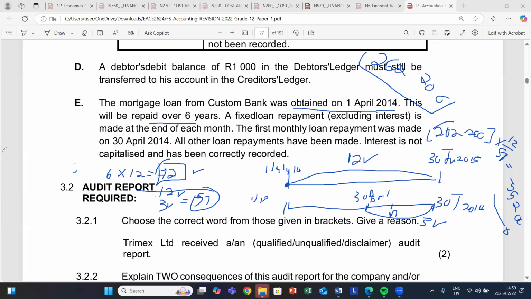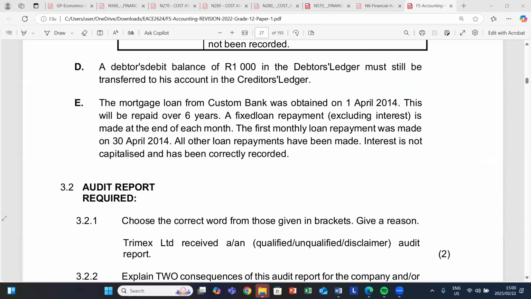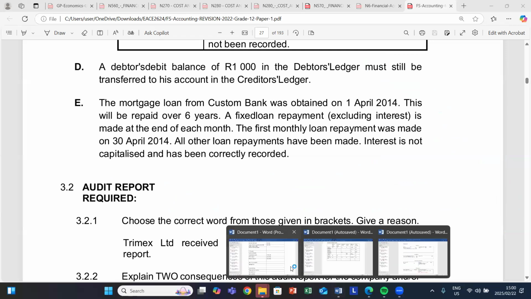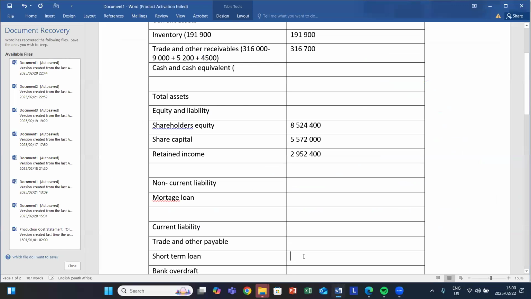For an example, maybe next year, it means that I'm going to take the 57 minus 12, then add another 12 on top, and then over the 57 minus the 12 that I already paid the previous year. Yeah, that's correct. So a short-term loan amounts to 55,200.